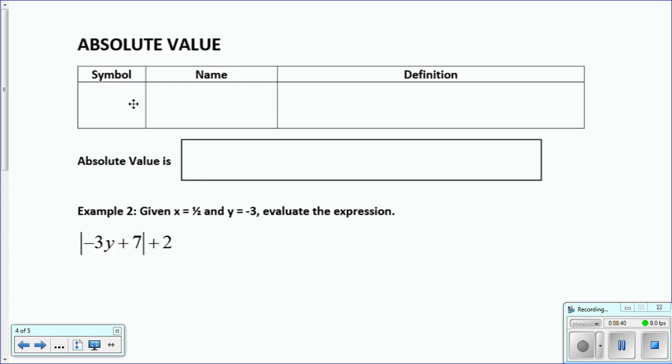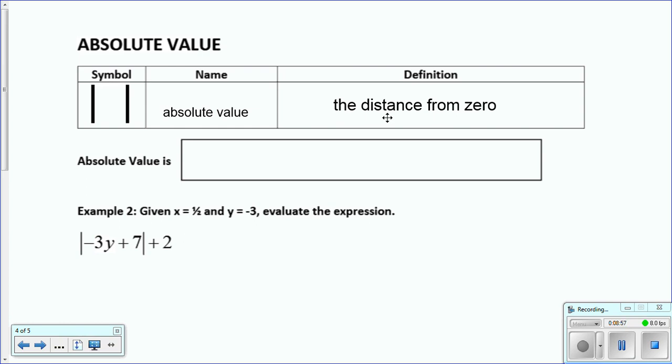So absolute values, remember these have these weird symbols. They're just straight lines. You got to be careful because sometimes they look like 1s. It looks like an 11 right now. It's not. It's absolute value. That's the name of it. The definition: an absolute value tells us the distance that number is from 0.